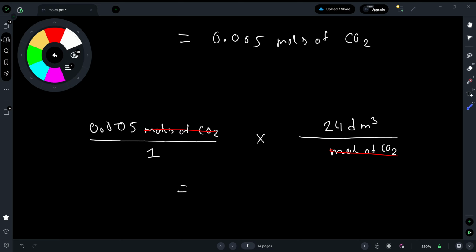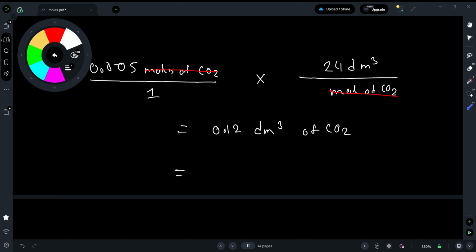So now they asked us in centimeter cube. So 1 dm cube is about 1,000 centimeter cubes. So 0.12 into 1,000 would be 120 centimeter cube of CO2. Let me just check. Yeah. So you have 120 centimeter cube. That is our answer.